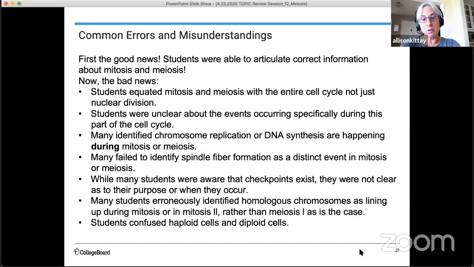And while many students were aware that checkpoints exist, they were not clear as to their purpose or why they occur. Many students erroneously identified homologous chromosomes as lining up during mitosis or meiosis 2 rather than meiosis 1, as is the case. And students often confused haploid cells and diploid cells. So try to keep all of those things straight when thinking about these cell division processes.